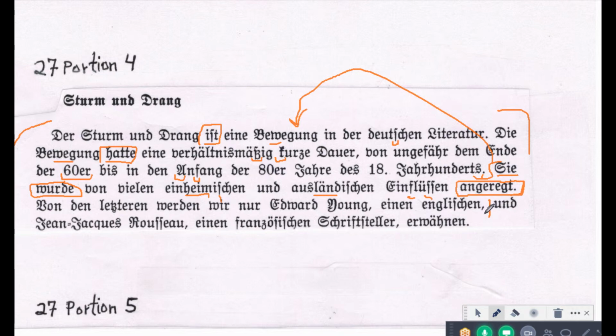Und Jean-Jacques Rousseau, einen französischen Schriftsteller erwähnen. Französischen. Yeah, I hate that word. Französisch. Okay. Where's your verb complex? It's werden erwähnen, I believe. Good, all the way to the end. Werden, erwähnen. That's just a future tense. Werden plus the infinitive. Erwähnen means to mention.